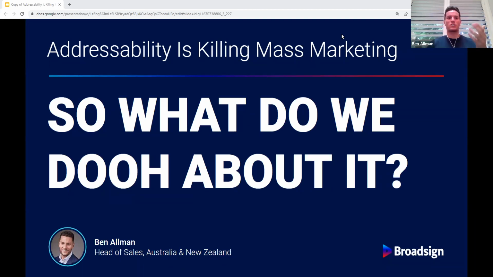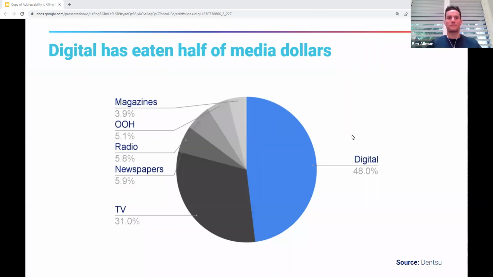And as the slide would suggest, today's topic is all about the addressability problem currently being faced by many brands. What you can see here is all of advertising spend globally, and many of you will have seen this slide before, or at least similar versions of it. And the most important thing to note here is that while it's taken the best part of 20 years to get there, at this point, digital, or online as I prefer to call it, has eaten almost half of the media dollars that are out there, 48% to be exact.